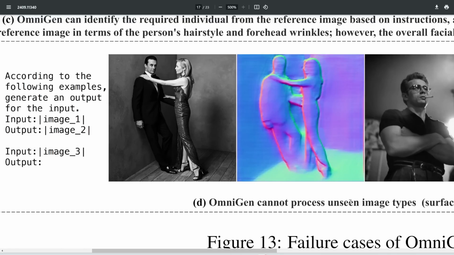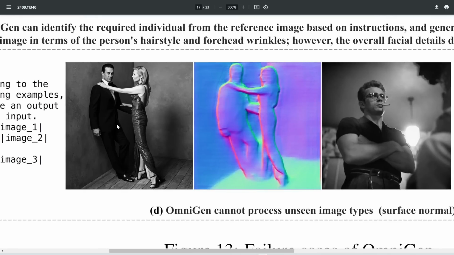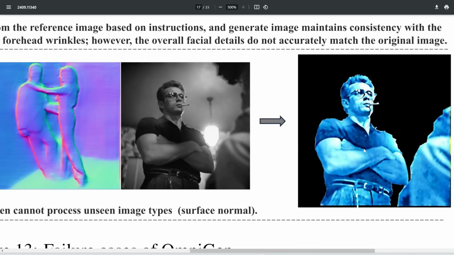Another limitation is that it doesn't do well with image types that it has never seen before. So, for example, it has never seen this surface normal estimation image in its training data. So, if for the prompt you input these 3 images and you say, if this is the input, this is the output. Now, if this is the input, what would the output be? Well, it kind of failed to generate a surface normal image that looks like this. So there are instances where it cannot generate something it has never seen before.